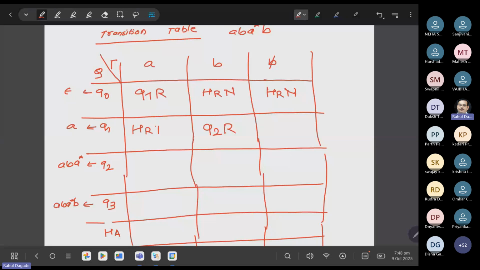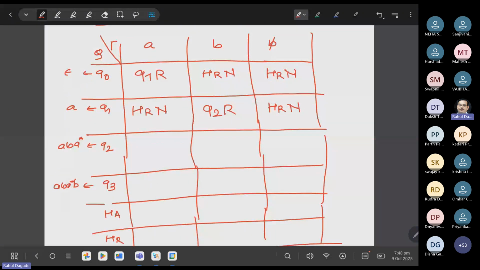क्योंकि वो स्ट्रिंग AA हो जाएगी. एंड इफ आई गेट अ ब्लैंक मतलब वो रिजेक्ट करना है. और इसमें A मिला तो मुझे सेम ही स्टेट में रहना है Q2, जस्ट आई हैव टू गो टू द राइट, इट इंडिकेट्स A स्टार. इसके बाद B मिला तो मुझे Q3 स्टेट में जाना है और राइट में जाना है. इस स्टेट में ब्लैंक मिला तो आई हैव टू रिजेक्ट इट, HRN.